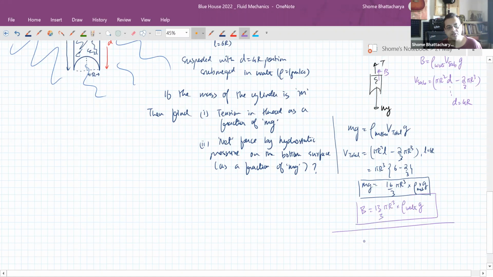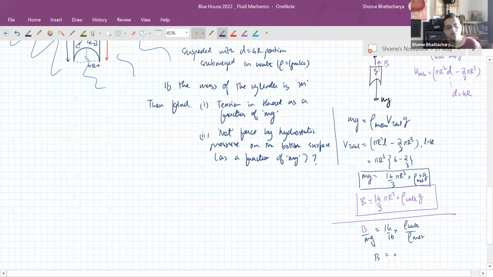Now if you just take the ratio of these two, you can see buoyant force, so not 13 by 3, 14 by 3. Okay, so if you take the ratio of these two, buoyant force as a ratio of mg is 14 by 16 into density of water divided by density of metal. So buoyant force itself is equal to 7 by 72 times mg.